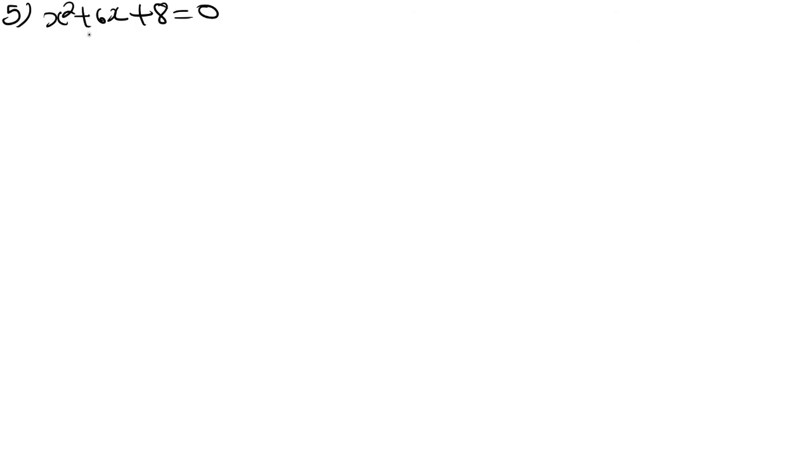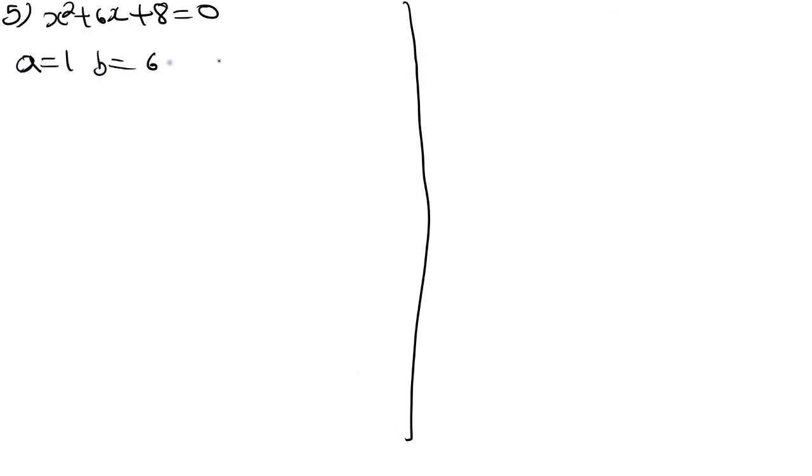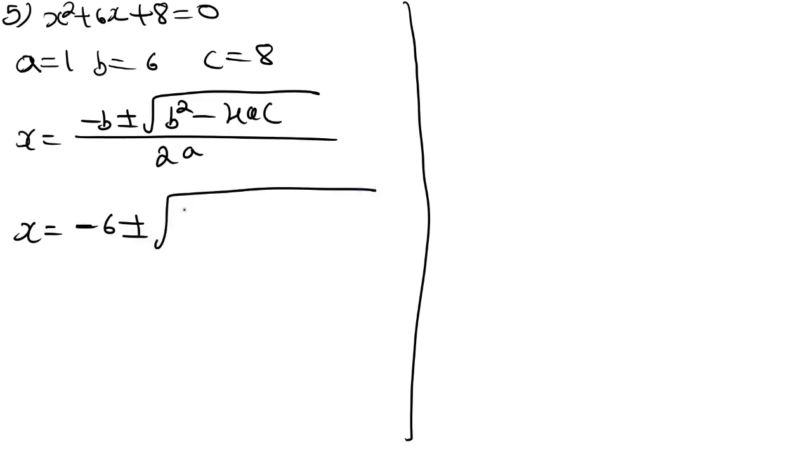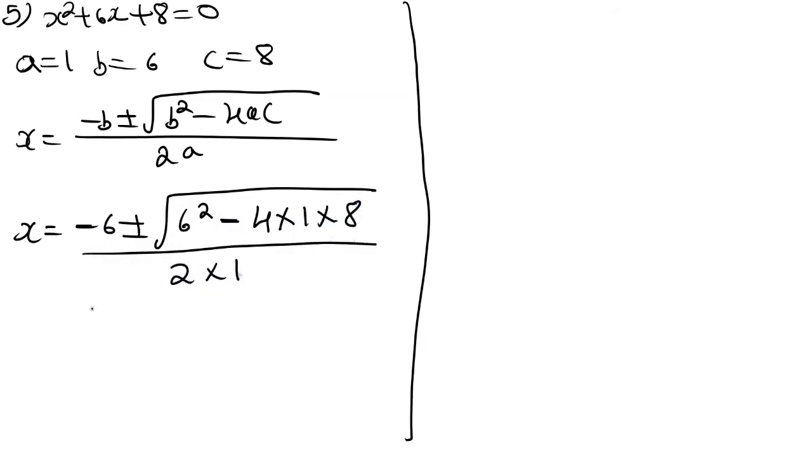Next question is x square plus 6x plus 8 equal to 0. So here a value is equal to 1, b value equal to 6, c value is equal to 8. And now write the formula, x equal to minus b plus or minus square root of b square minus 4ac divided by 2a. So x value is equal to minus 6 plus or minus square root of b square, 6 square, minus 4 into a value is 1 into c value is 8, divided by 2 into a value equal to 1.